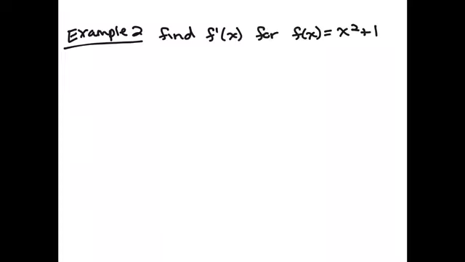And I didn't ask you to find the slope of the tangent line at a point. I just want the derivative anywhere. So our answer is going to be in terms of x. So first I want to find f of x plus h. So I replace my x with an x plus h.